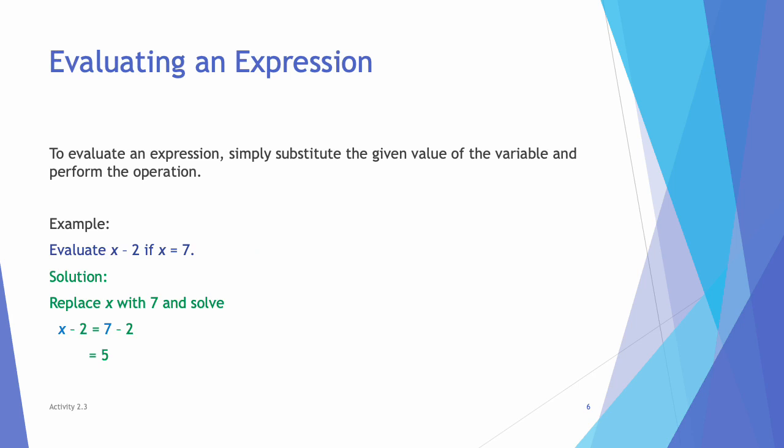Now let's look at how we use variables to evaluate an expression. To evaluate an expression, we simply substitute the given value of the variable into the expression and perform the operation. For example, if I want to evaluate x minus 2 if x equals 7, I simply replace x with 7 in the expression and then solve. So x minus 2 becomes 7 minus 2, and that would equal 5.